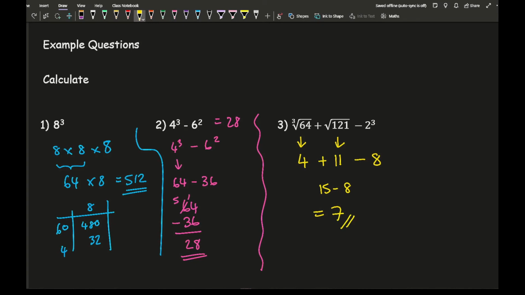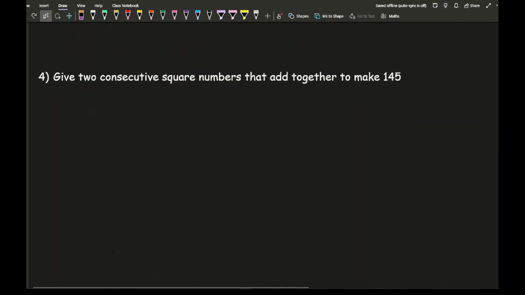Now again, these questions tend to come more on a non-calculator paper, but obviously if it's on a calculator paper, well, it's dead easy. You just press the right buttons, and hopefully you should get the correct answer.